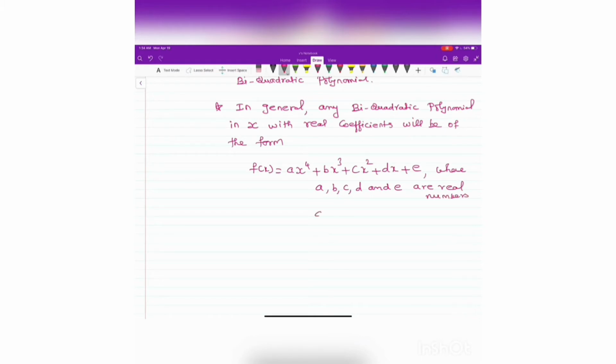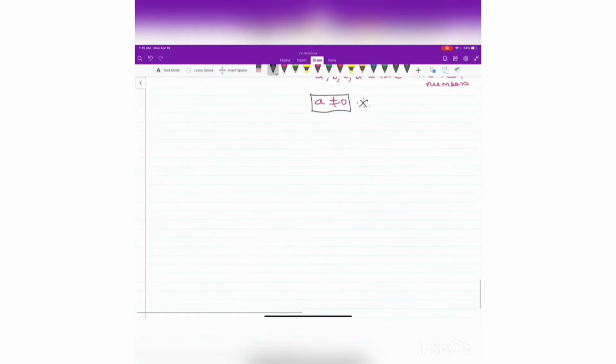Then the important condition, a should not be equal to 0. Because if a is 0, then ax power 4 will be 0, and the polynomial will be reduced to a cubic polynomial. So this condition is very, very important. Okay. Then the next one, E. Constant polynomial.